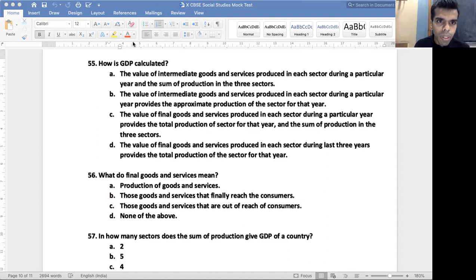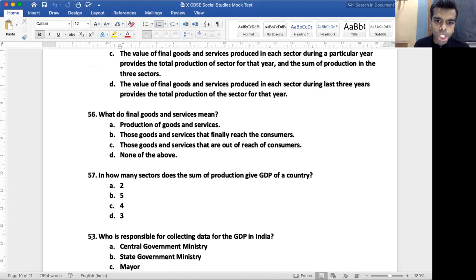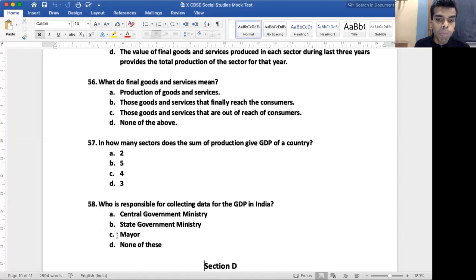Going ahead, 57th question. In how many sectors does the sum of production give GDP of a country? 3 sectors. Which are the 3 sectors? The 3 sectors are primary, secondary and tertiary. So the answer is option D, 3. Going ahead towards the last case study based question, 58th question of economics. Who is responsible for collecting data for the GDP in India? The answer is obviously the central government ministry, option A. So I hope the economics part of the case study section C is very clear.